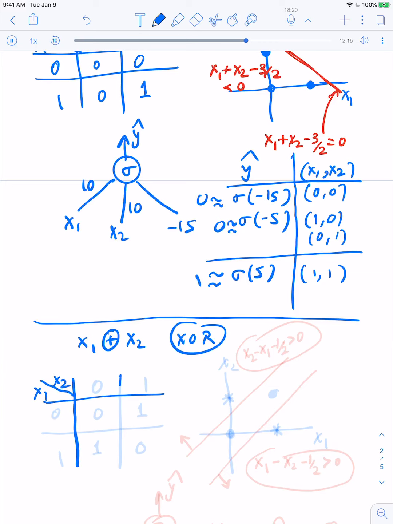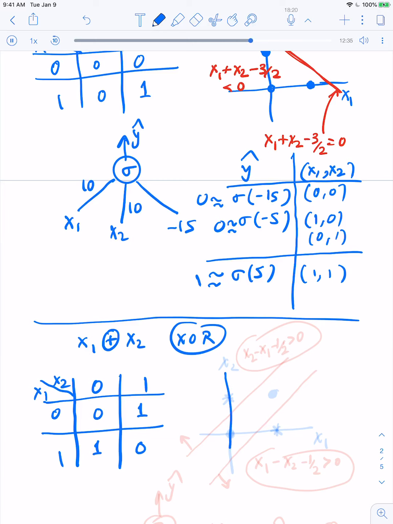x1, x2. When both of them are 0 or both of them are 1, the XOR gives me 0. And when exactly one of them is 1, when they disagree in value, then you get a 1.